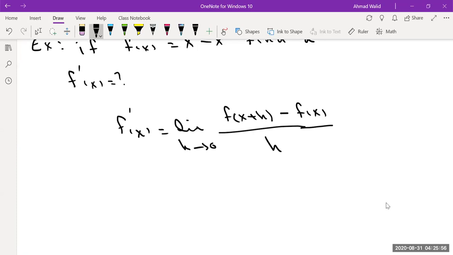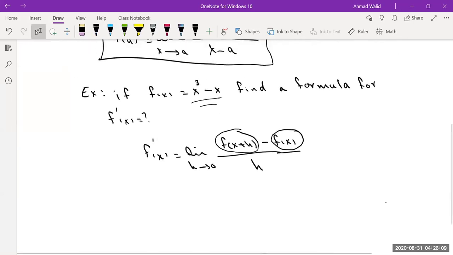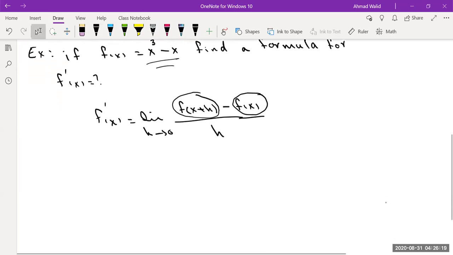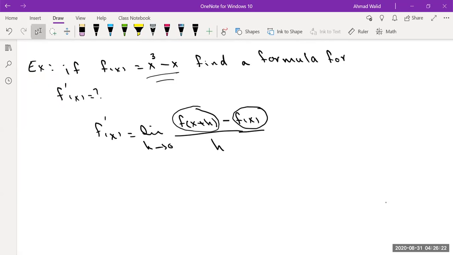Look, in this formula, you need to find this piece first, and you need to find this piece first. This one is given to you, right? f of x is given to you because your f of x is x cubed minus x. The only thing that I want to find in this formula is f of x plus h, and it's a little bit longer algebra.